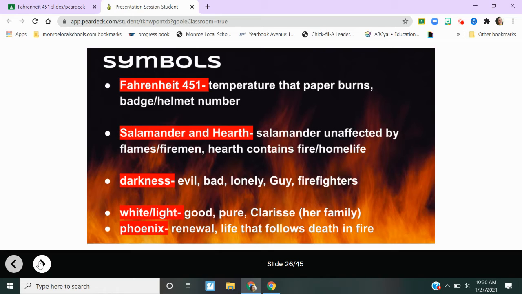Obviously, I just talked about darkness and light. And then this idea of a phoenix. If you don't know what a phoenix symbolizes, a phoenix is renewal. It rises from the ashes. When everything burns down, the phoenix bird would rise from the ash. So pay attention for that symbol too.